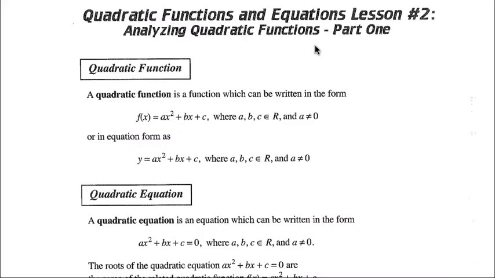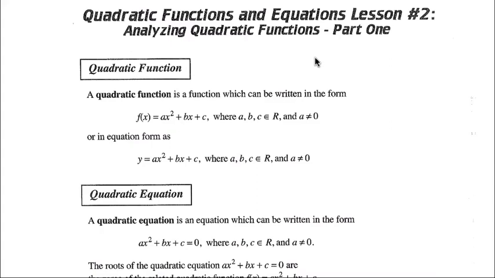Okay, folks, welcome back. Quadratic functions and equations, lesson 2, analyzing quadratic functions, part 1. Lots of information in the next couple of lessons, but hopefully by the end of lesson 2, or the second part of this, it makes significantly more sense.